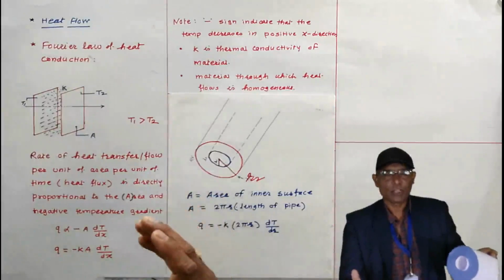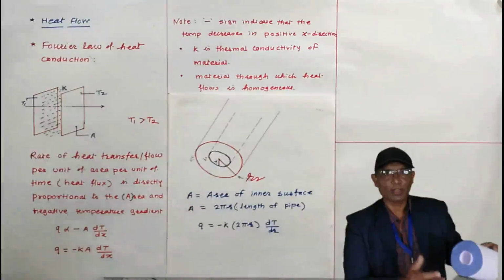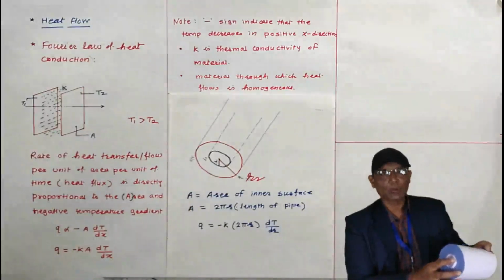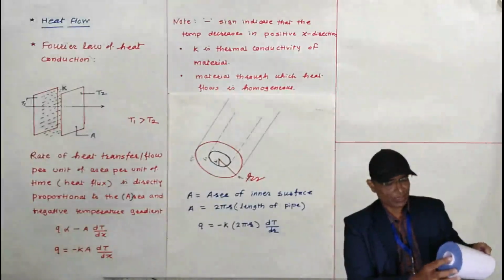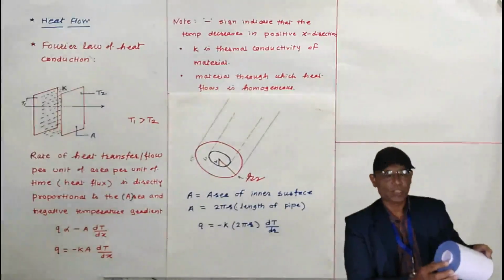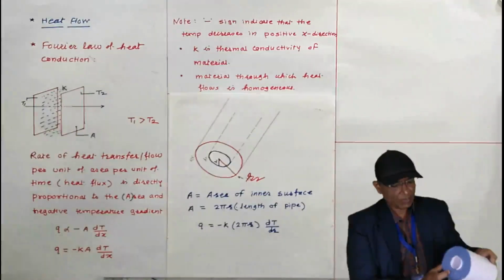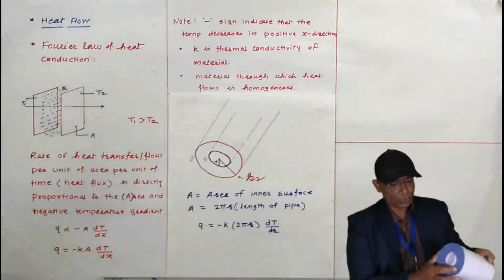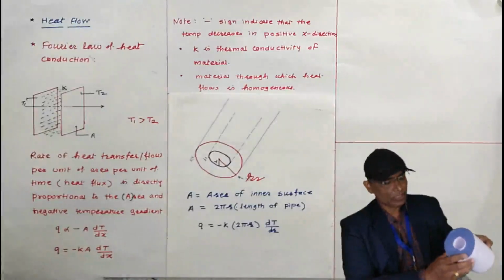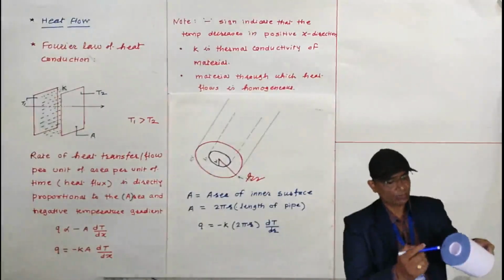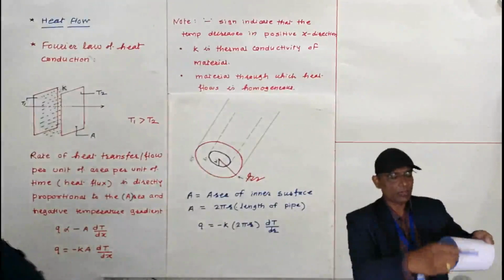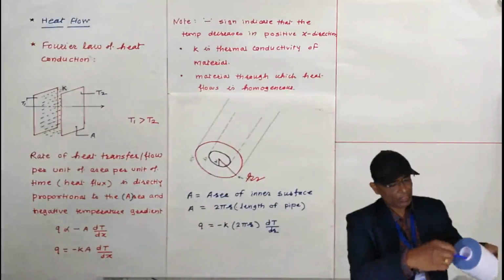The same thing I am going to explain on this model. I have prepared this model, and it is not so good, but try to understand, and I will explain using this model. See, this is the metal pipe, covered by the insulating material. The blue one is the insulating material. There are two surfaces: this is the outer surface and this one is the inner surface.